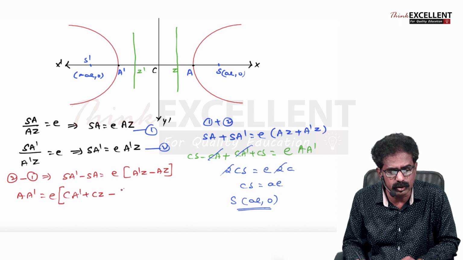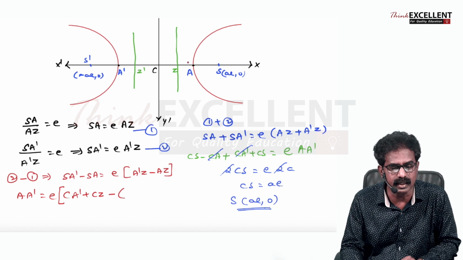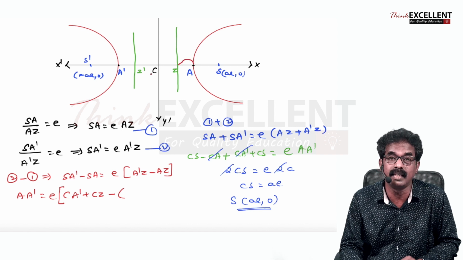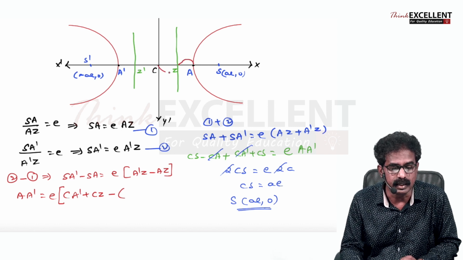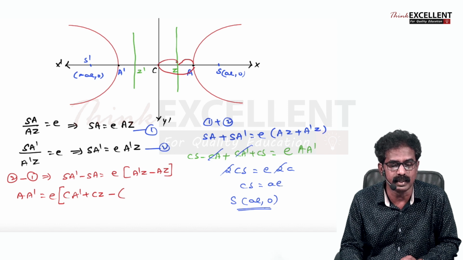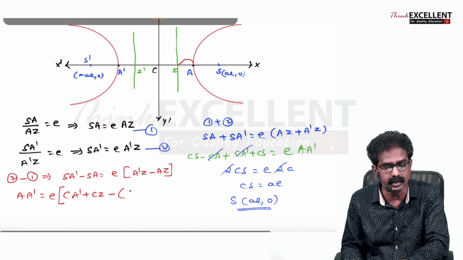Then minus is there, no? So put a bracket. Minus AZ, this part, AZ. Write in terms of C: CA minus CZ. CA minus CZ.